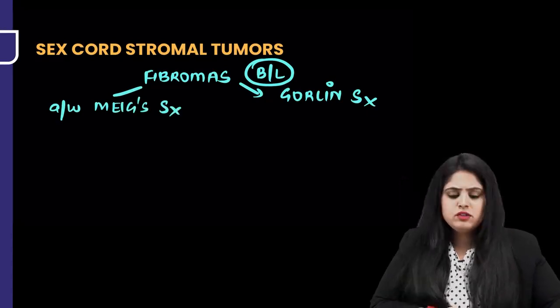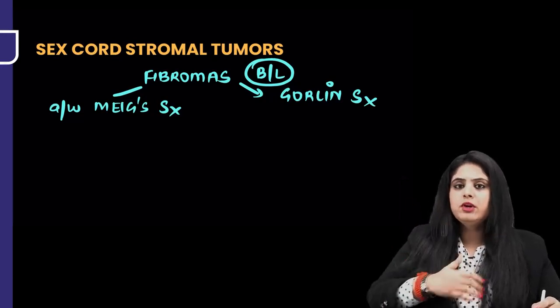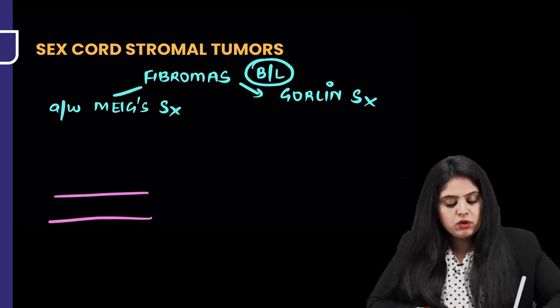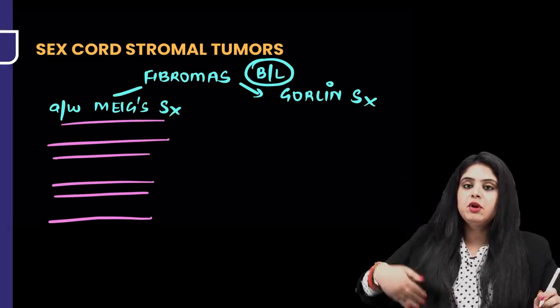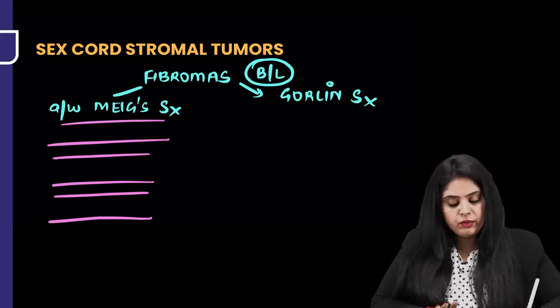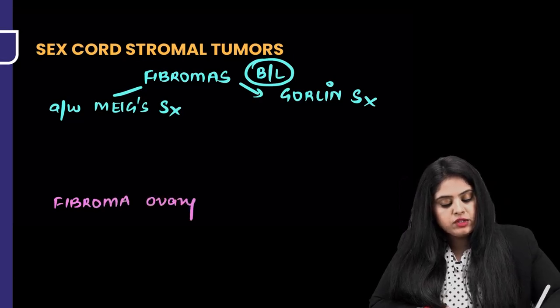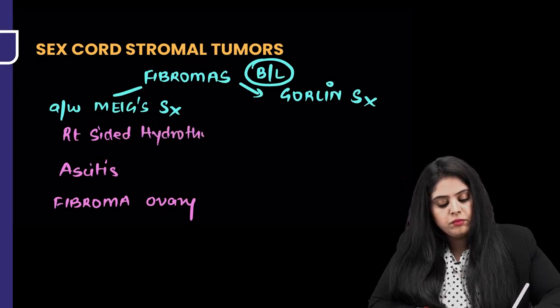What is it about Meigs syndrome? Jaldi se bata do. I had always told you, divide your body, so female body, into 3 parts and Meigs is done. What is Meigs? Kuch pelvis mein hoga, kuch abdomen mein hoga, kuch thorax mein hoga. So pelvis, abdomen and thorax, khatam. In the pelvis, you already know this female has fibromas in the ovary. In the abdomen, what is she going to have? She is going to have ascites. And in the thorax, what is she going to have? Right-sided hydrothorax.